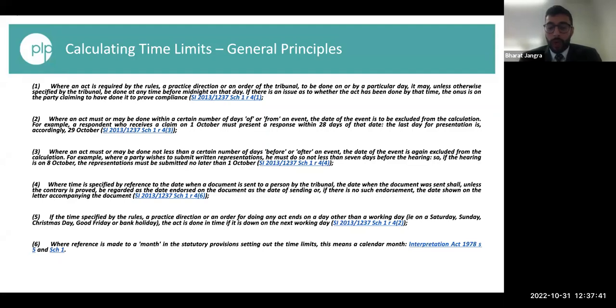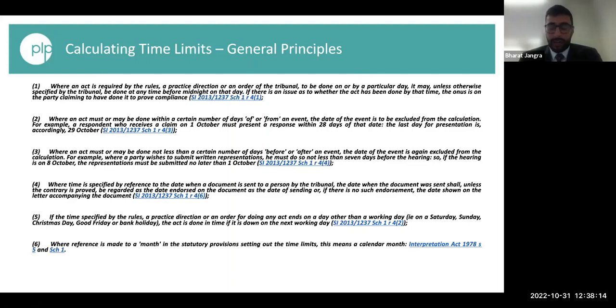Where we've got a document from a tribunal, the date the document is endorsed, or the date it was sent, is regarded as the date it was created and from which the time limit should be considered. If a time period ends on a day other than a working day, so Saturday, Sunday, the weekend, bank holidays, Christmas Day, Good Friday, then the requirement would be for the next working day.